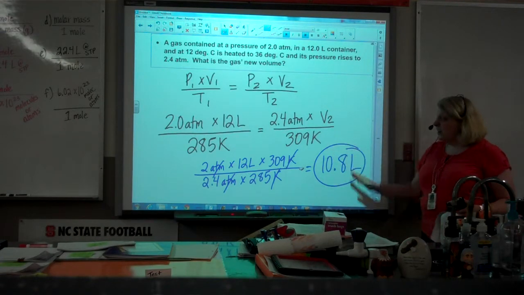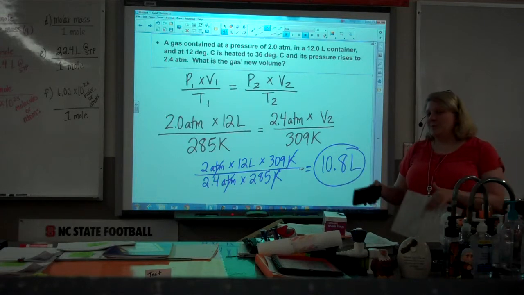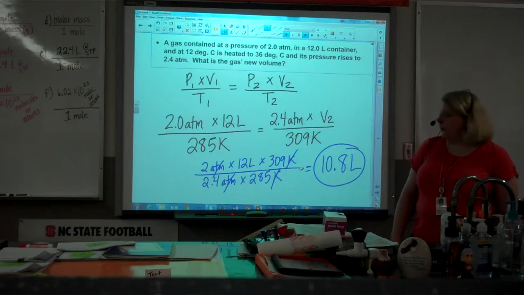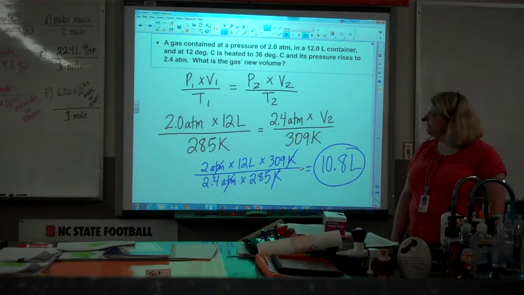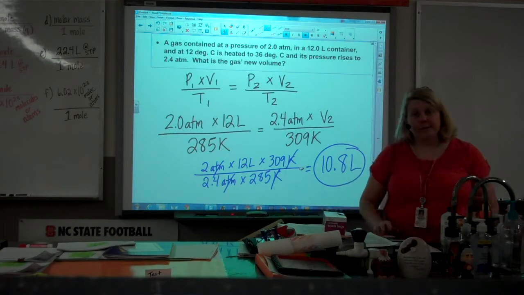And so you notice the volume went down. And we might expect that because the pressure and the temperature both went up. So the volume usually is inversely related to pressure. It should go down. So 10.8 liters should be what you're getting in your calculator.